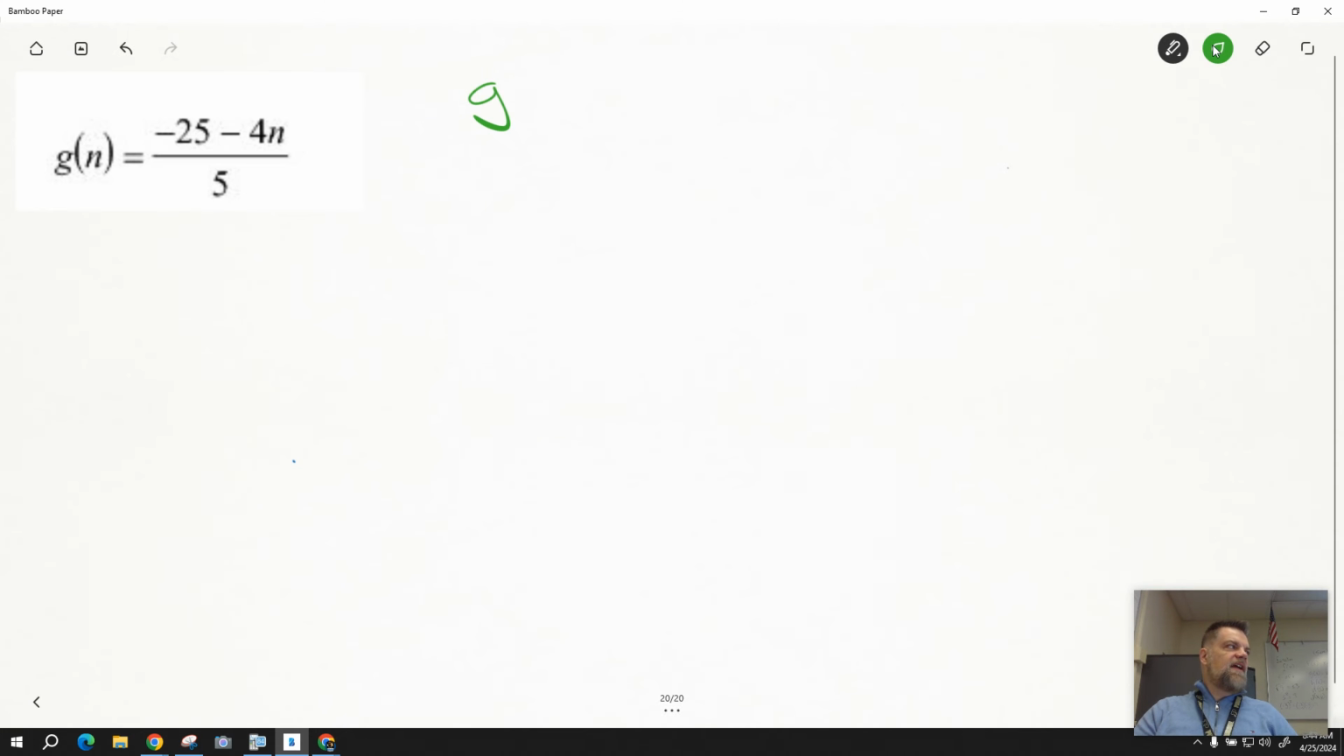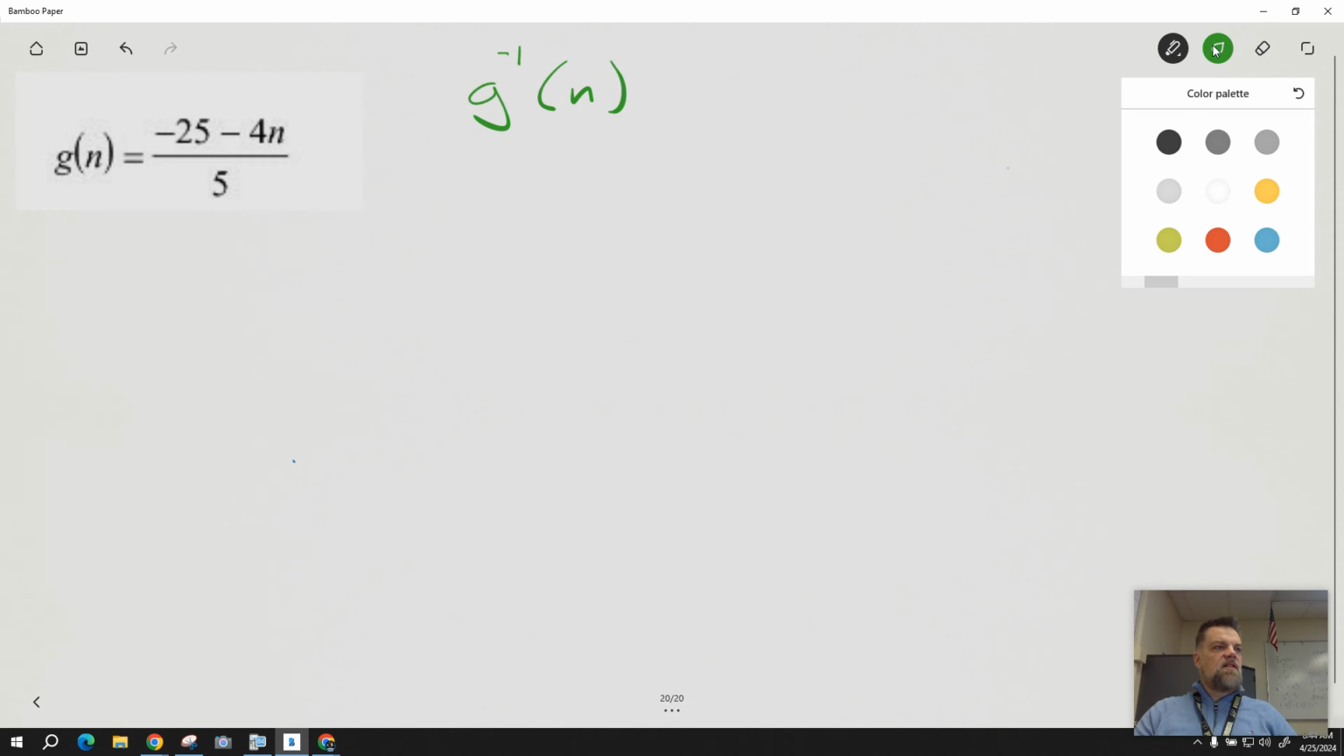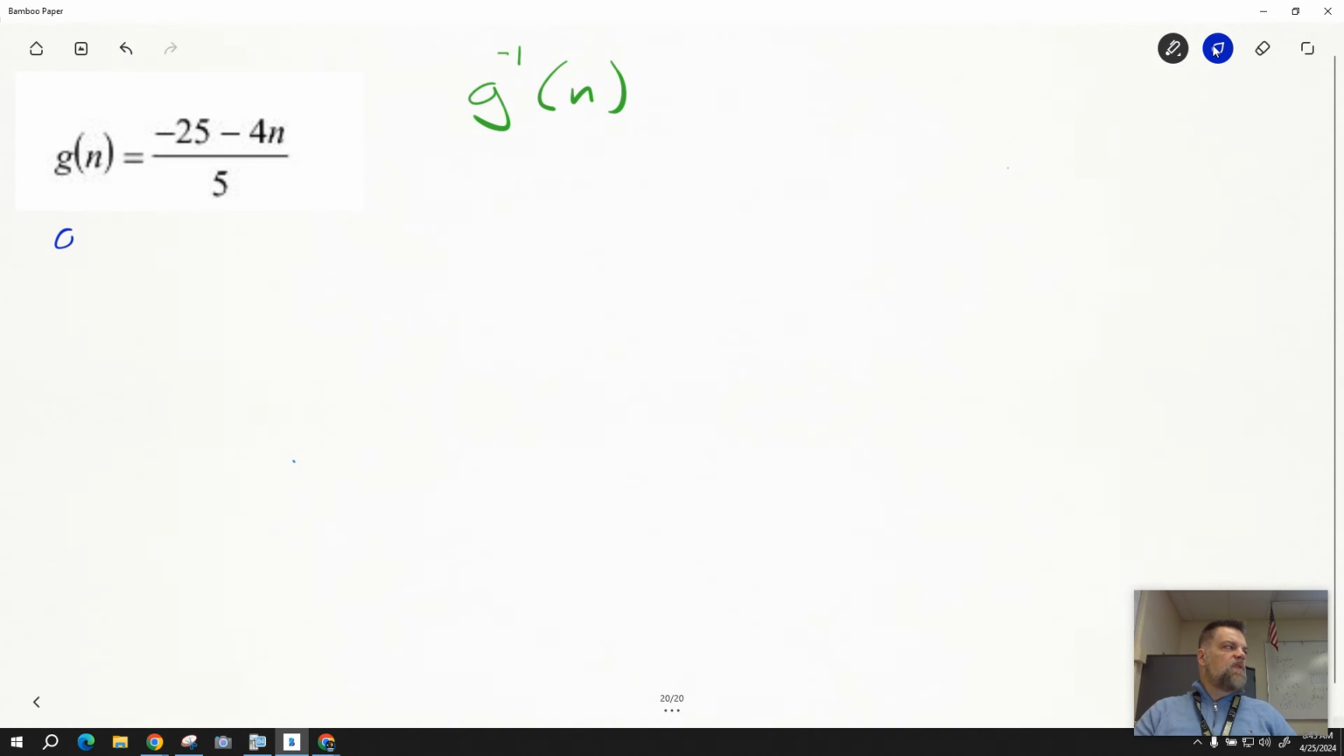So remember, and I kind of made this mistake on the last video, the inverse has to be the same variable as the original function. Because this is g of n, then my inverse has to be g inverse. On the last one, I put f inverse, and then at the end, I was like, oh, wait a minute, it should be g. Okay?